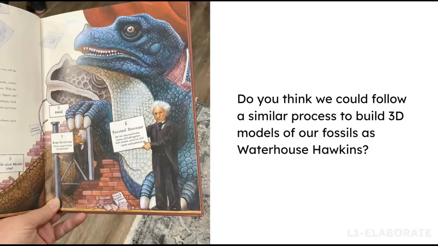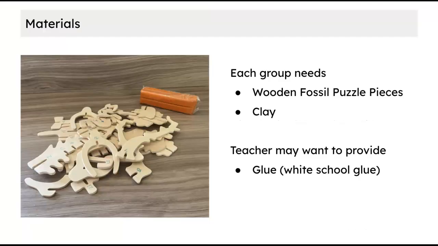For the Elaborate portion, you'll remind students of Waterhouse-Hawkins and how he created the first dinosaur models. You'll ask students if they think they could follow a similar process to build 3D models of their fossils. You'll provide students group with the puzzle pieces and clay to build their 3D models. You'll have groups use these materials to create 3D models of their organism. See the tutorial for an example.